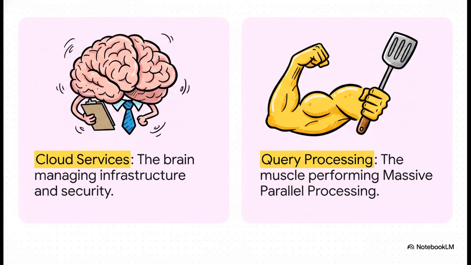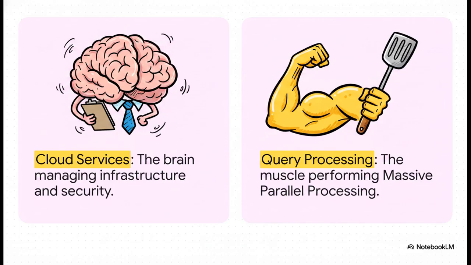Let's compare those top two layers, because this is key. Cloud services is the brain of the operation. Think of it as the restaurant's general manager, handling the infrastructure, locking down security protocols, and, absolutely crucially, optimizing the queries for the best possible performance. It doesn't actually cook the food, right? But it orchestrates everything perfectly.